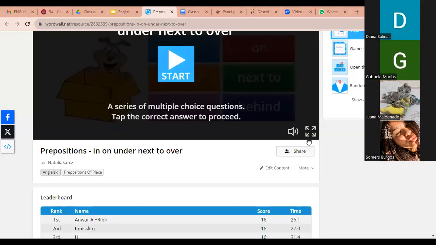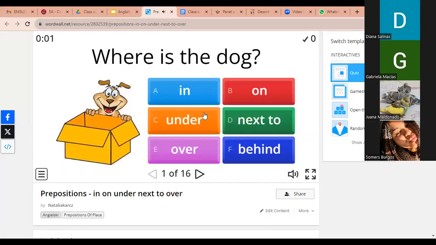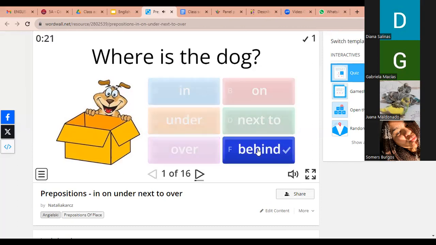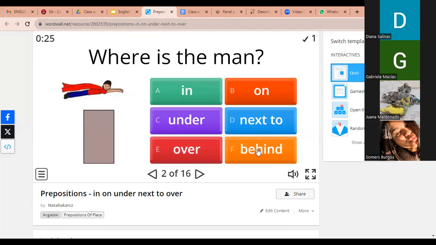Okay, so this is about prepositions. So where is the dog? In. Under. Behind. Next. I think it's behind, right? Because this is the box and this is where the dog is. So I think he's behind the picture, behind the box. Está por atrás. Lo vi adentro. Ajá, lo veo. Okay, that's why we're doing the practice before.